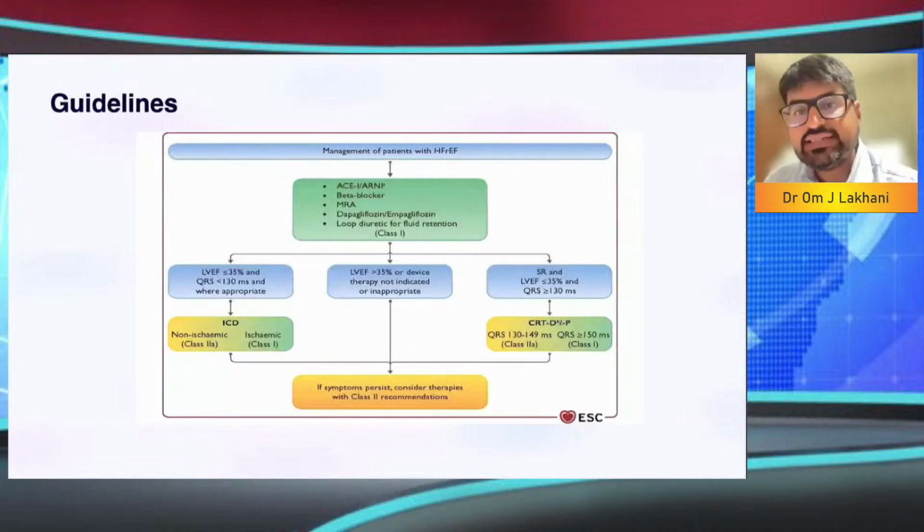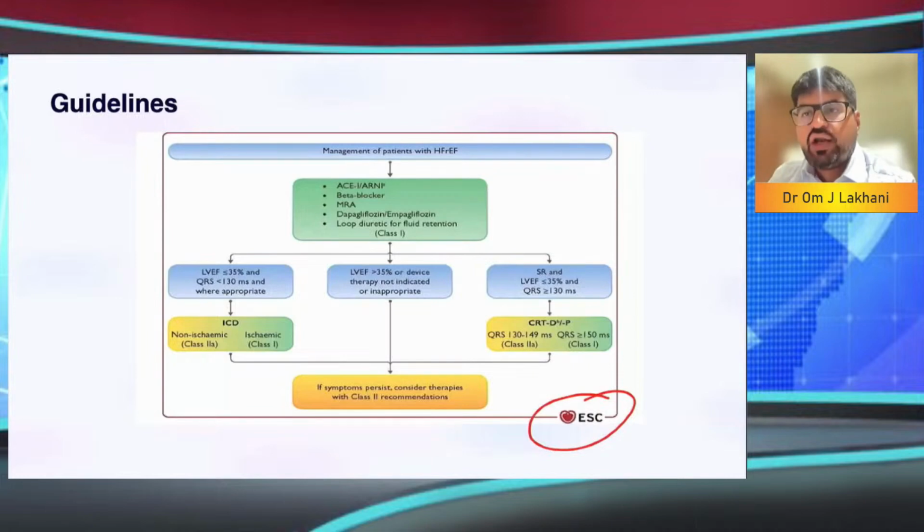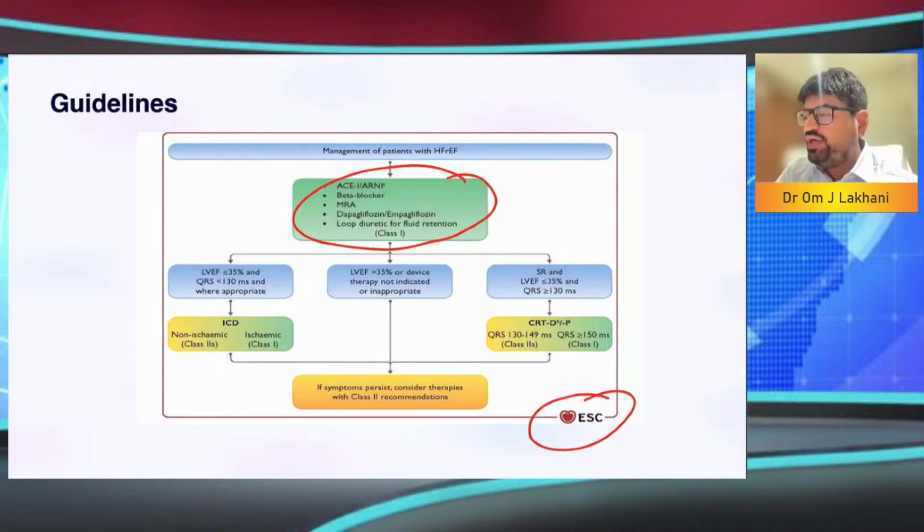What do the guidelines say? So if you see the guidelines, for example, the ESC guideline for heart failure management, I'm not even talking about diabetes, I'm talking about heart failure in general. They say these drugs should be part of heart failure management: ACE inhibitor, ARB or ARNI, beta blockers, MRA, dapagliflozin or empagliflozin, and loop diuretics for fluid reduction. And then, of course, the treatment depends on the heart failure, following the algorithm-based treatment.